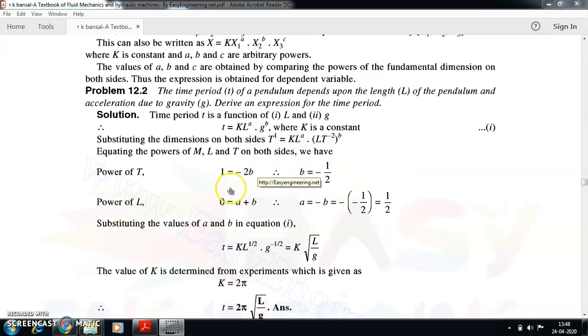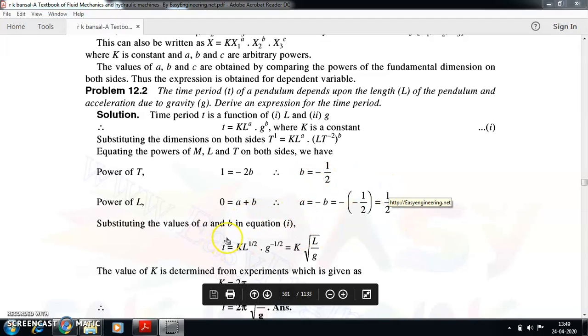Similarly, you equate the powers of L. L you don't have on the left hand side, so L to the power of 0 it will be. Anything to the power of 0 will be 1. So 0 is equal to L to the power of a, you take a, and L to the power of b you have, so a plus b. b you have found as minus half. So a plus b is 0, so a should be equal to half. So substitute the value of b here.